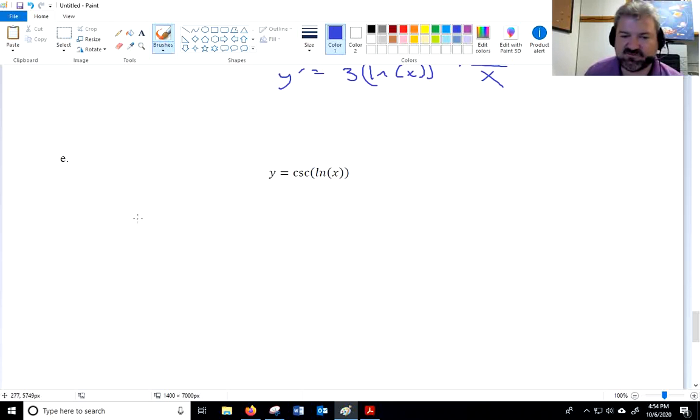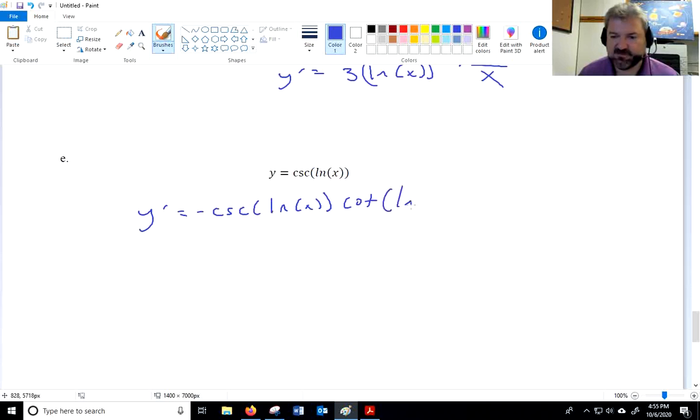The derivative of cosecant u is negative cosecant u cotangent u. I cannot read that. What is going on here? Cosecant u cotangent u. That's better. Times u prime.